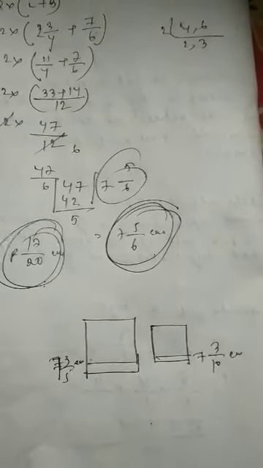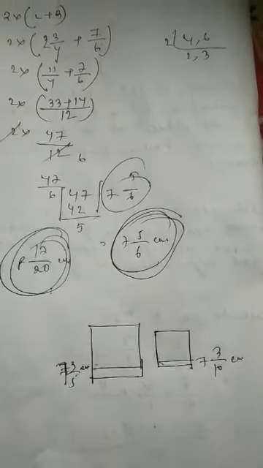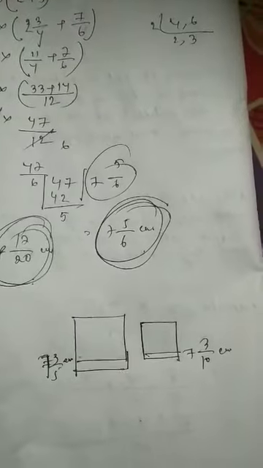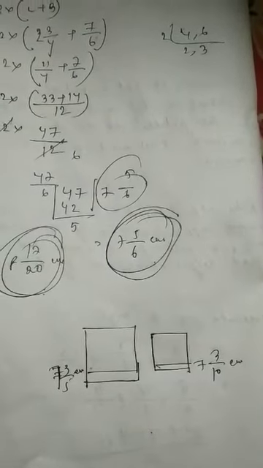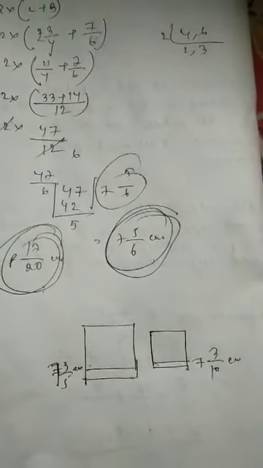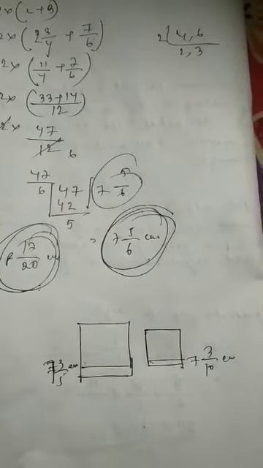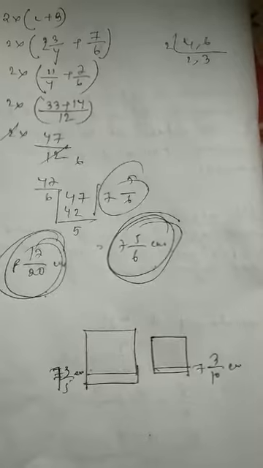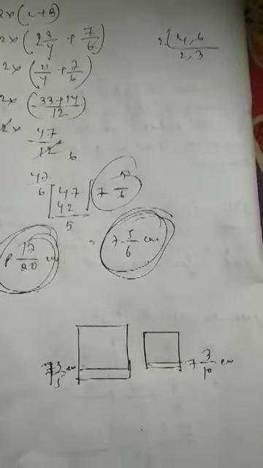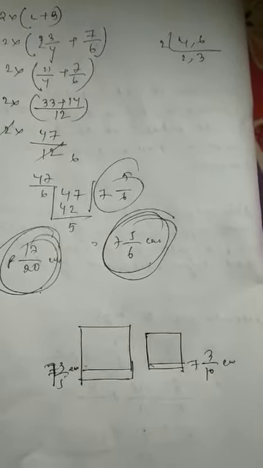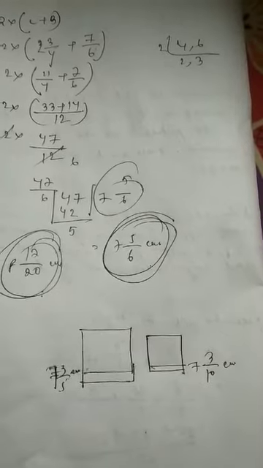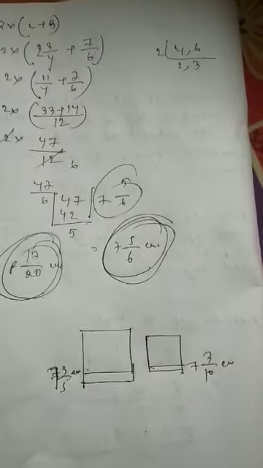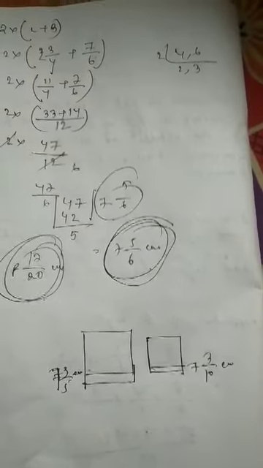So seeing these fractions, it's quite understandable that the width of the picture is larger or wider than the width of the frame. So obviously this picture will not be fitted into this frame. So in order to make it fit into the frame, we have to trim the picture. So how much to be trimmed, that is what we have to find from this particular question.